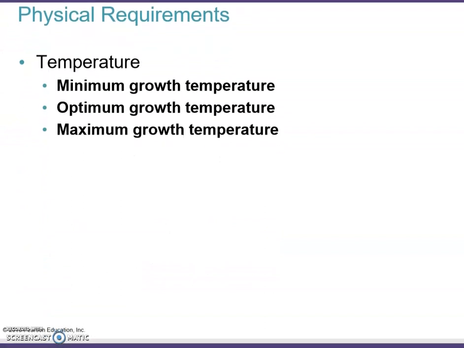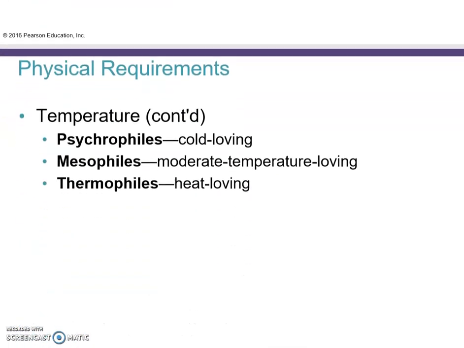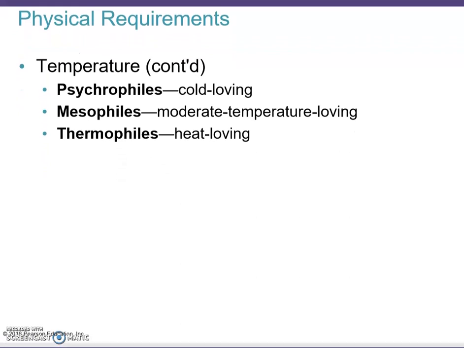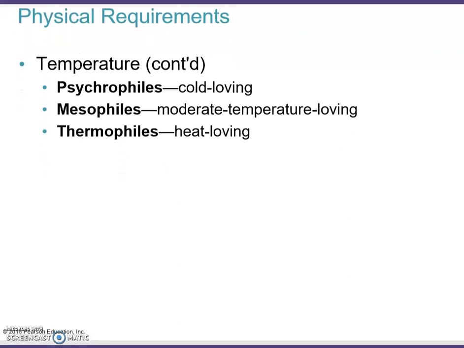So on the physical requirements, each microbe has a minimum growth temperature, an optimum growth temperature, and a maximum growth temperature. So the minimum growth temperature would be the minimum temperature that's absolutely required for this microbe to be growing at least a little bit. Optimum is where it grows the best, and maximum is the highest temperature by which it can still grow, but growth is probably limited at that temperature. So here, on the temperature requirements, there are some terms that you need to know.